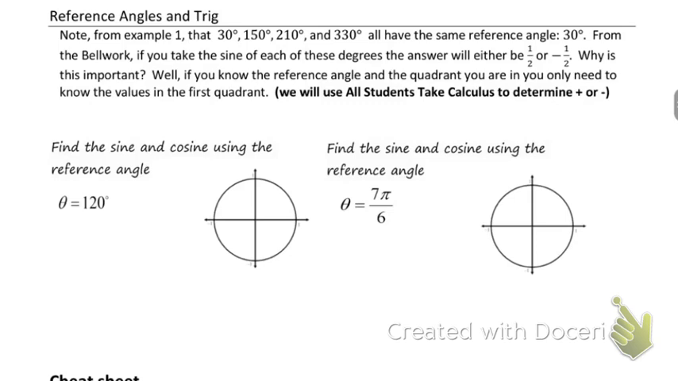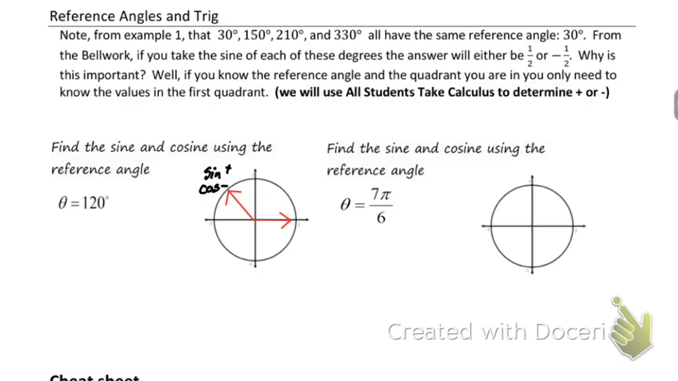All right, we're supposed to find the sine and cosine using the reference angle for 120 degrees. Once again, 120 degrees is in quadrant 2. So that is our actual angle that I'm looking for. So let's use our all students take calculus real quick. So all, students. We are in our students section, so that means our sine is positive and our cosine is negative. Once again, this quadrant is our all. Then we got our students take calculus. So for students, sine is positive, cosine is negative.